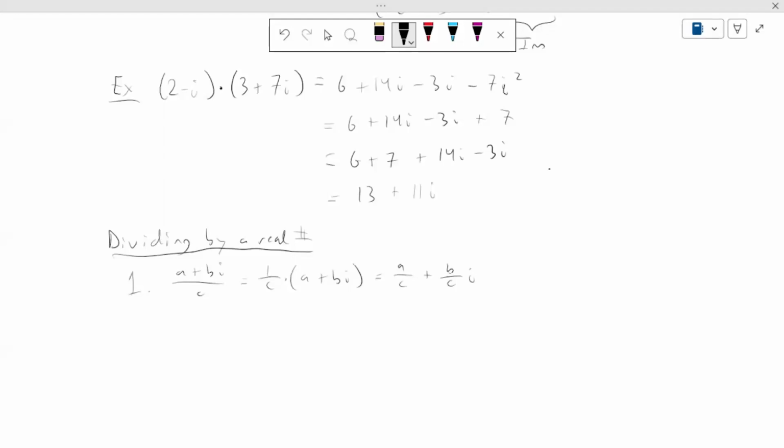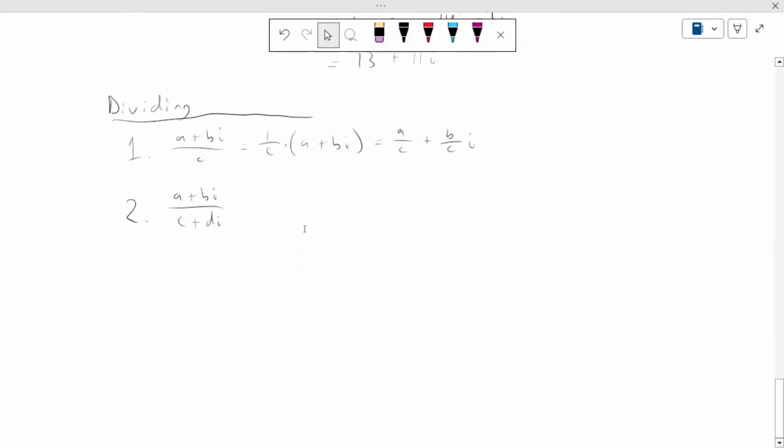So if I'm dividing a complex number by a real number, it's not bad at all. Any questions on that? Dividing by real numbers is easy. We love real numbers. On the other hand, if I have A plus BI divided by C plus DI, now I have a complex number divided by a complex number. That's much more challenging. That's a lot more challenging. We know how to divide by real numbers, but how do we divide by C plus DI?